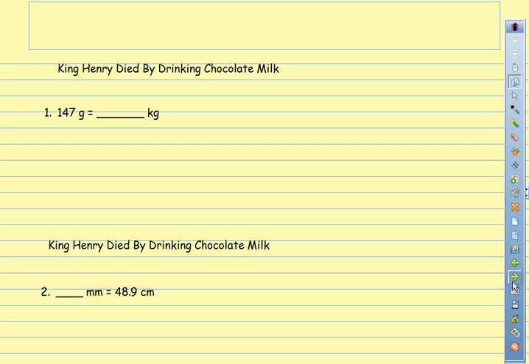Alright, so we're going to move to the next slide. And again, we've put all this up here for each one: King Henry died by drinking chocolate milk. So the first one we're going to work with is grams. Okay, and it's 147 grams. So grams is my base. If you recall, we had meters, grams, and liter, and that's always my bases. So gram is my base, so we're going to start here, and we're going to a kilogram, which is over here, which is my K.